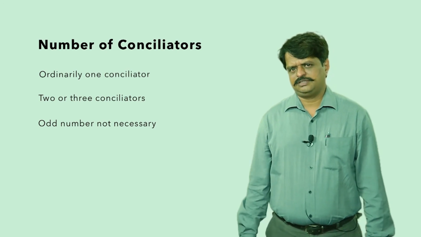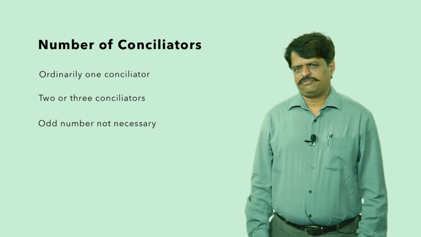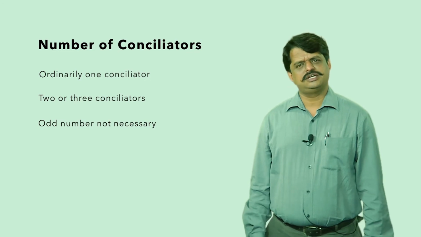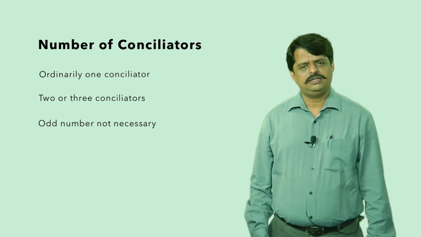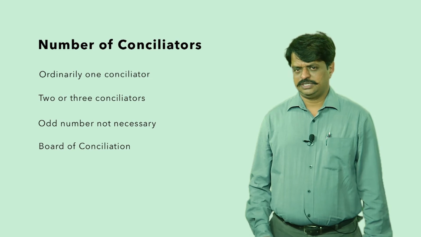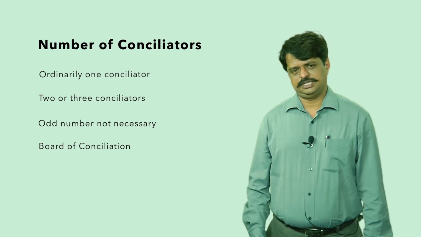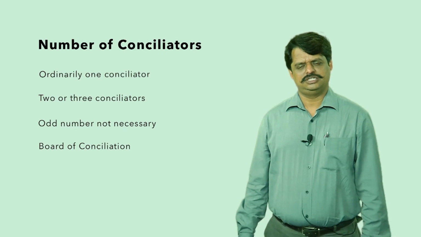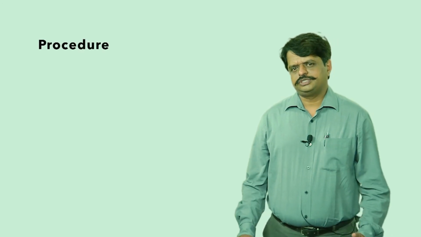Now, this is, I find, kind of inspiration that is taken from the Industrial Disputes Act, because when we go for board of conciliation, a higher level of conciliation, there we have multiple conciliators sitting as a conciliation board. So, now how does the procedure happen?